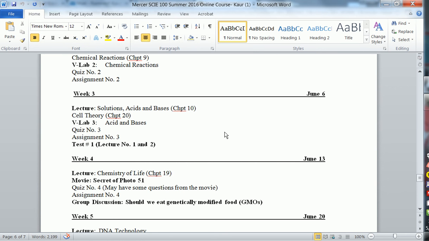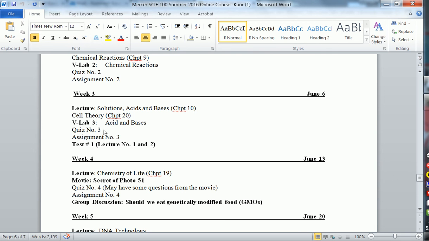We will be talking about prokaryotic cells and eukaryotic cells, how they are different, what are plant cells, what are animal cells, and we will be learning about different parts of the cell. So we will basically be starting some biology in week number 3. In week number 3 we will be doing some chemistry, and we will also be doing some biology.